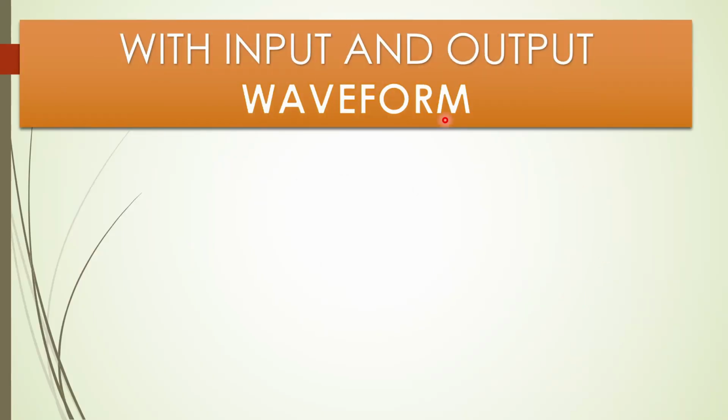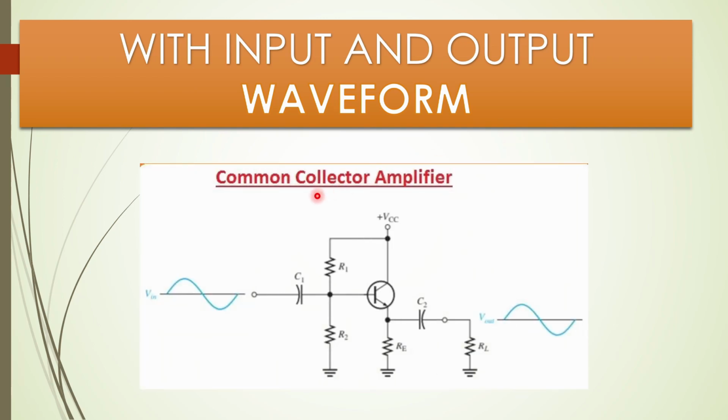So now let's look into the input and output waveform of a common collector amplifier. So here is the diagram of a common collector amplifier. As you can see here, Vin and Vout resemble each other, that is, they have zero phase shift.